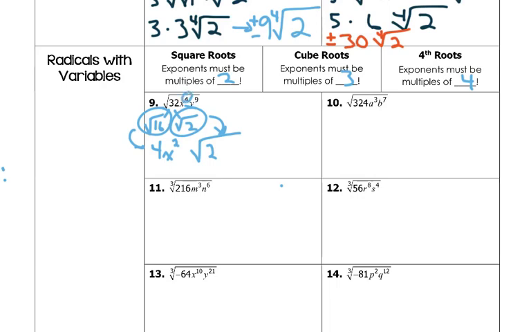And then we have y to the 9th. Y to the 9th, 1 less than that, we put that on the inside. Remember that: if it's an odd exponent, subtract 1, put that on the inside. Now it's y to the 8th, and half of that is y to the 4th. Y to the 4th times y to the 4th gives us our final answer there, okay?